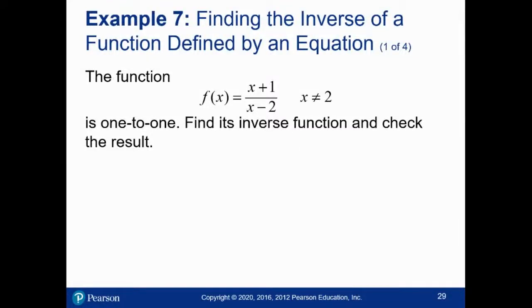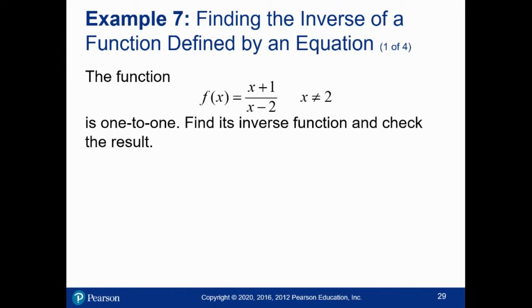Okay, so here's a function: f of x is (x plus 1) over (x minus 2). Notice the domain says x can't be 2. It is 1 to 1. You don't have to verify that. You could produce the graph of it with a graphing calculator or a computer and see that it passes the horizontal line test, but the book is simply telling us it is 1 to 1.